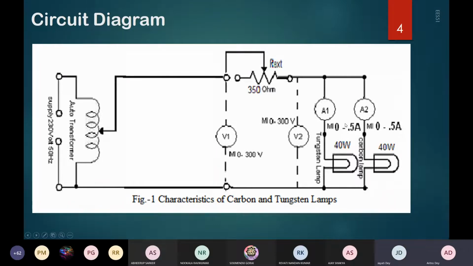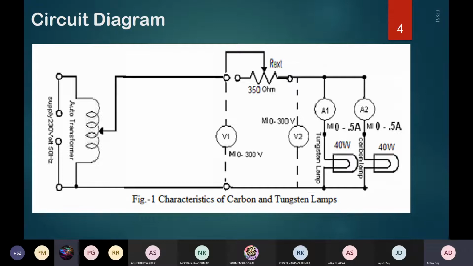We'll see that in the experiment, it can increase. So we have used one for the tungsten with ranges 0 to 1 and 0 to 2, as per desire. We'll use it. And for the carbon, we prefer milliammeter because it is demonstrating a very low current, right? It is showing low current.